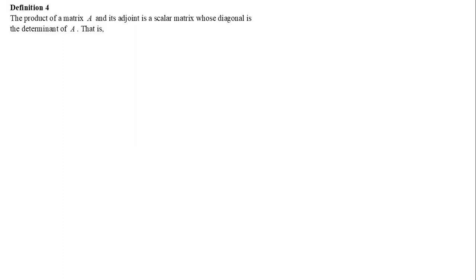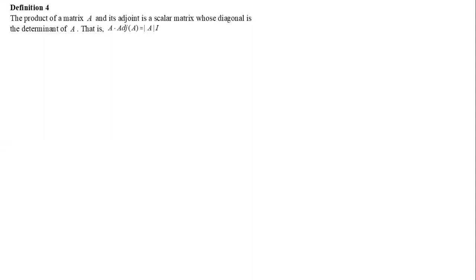The first thing, look at this definition 4. The product of a matrix and its adjoint is a scalar matrix. This is just a definition, and you don't need to worry about it. That is what I just showed you. It's from here that you can get the inverse of a matrix.